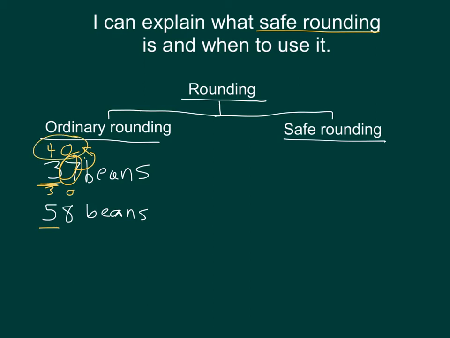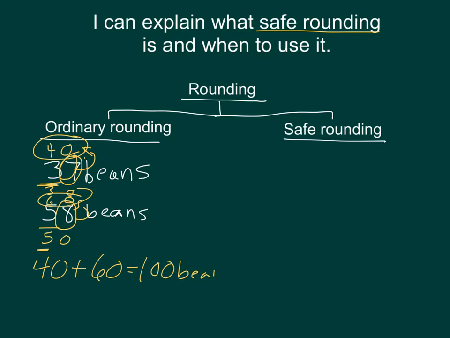And 58, I do the same thing. It's either going to round down to 50, the tens place stays the same, or it's going to round up to 60, and the 8 tells me that yes, it is going to round up to 60. So now I've got my rounded numbers. I'm going to add 40 plus 60 beans, and I get 100 beans. There was no reason to be safe there because I just really wanted to know about how many beans the friends have altogether.